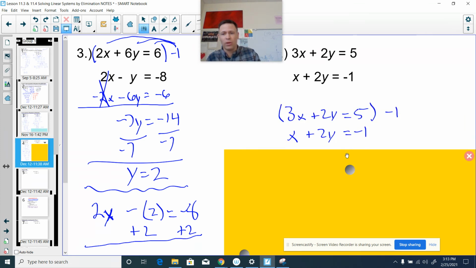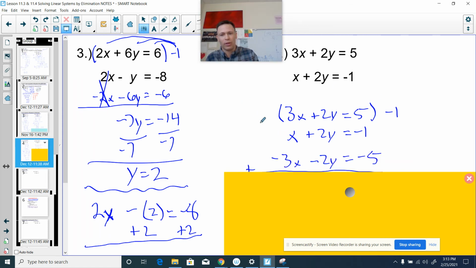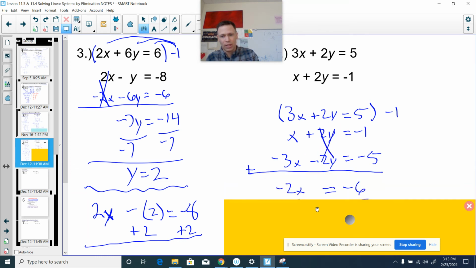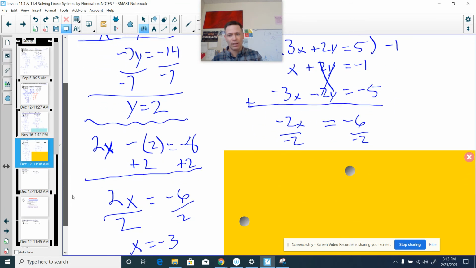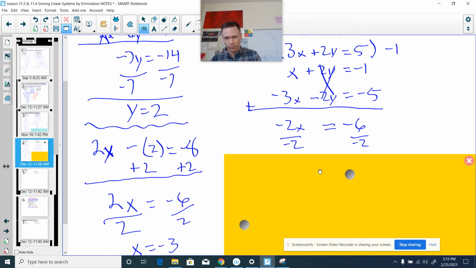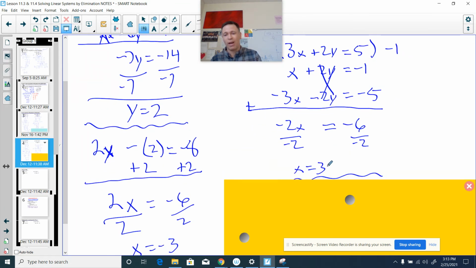I rewrote both equations. I showed you that I'm going to multiply the top one by -1, and then I rewrote that right underneath it. So now I will get my y's to cancel out, and now I can add vertically. X minus 3x is -2x. -1 minus 5 more is -6. I'm going to divide both sides by -2. X is then going to be equal to a +3.